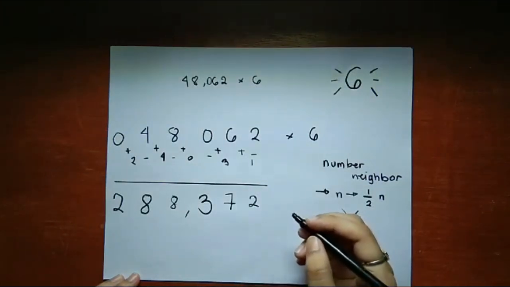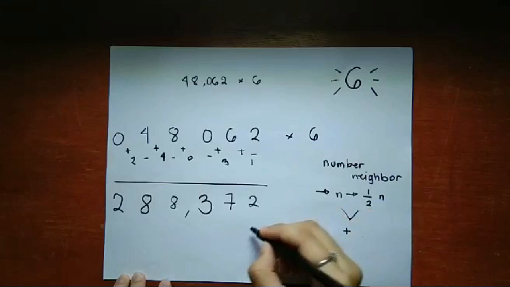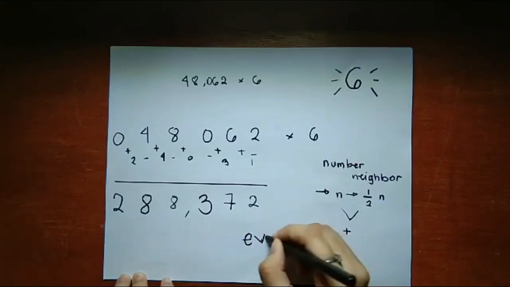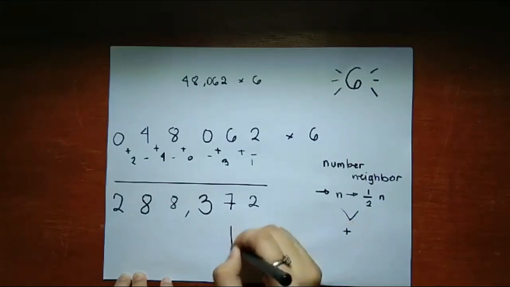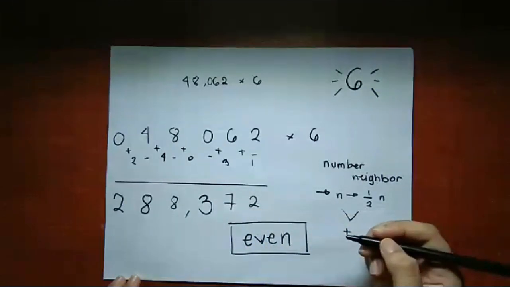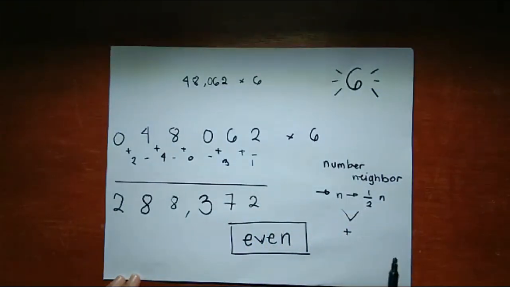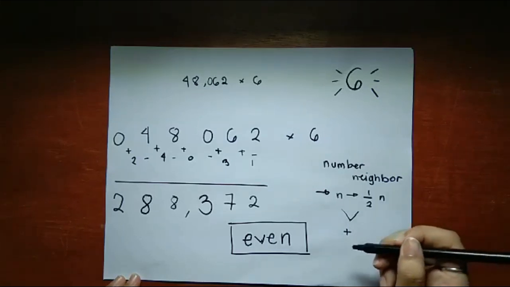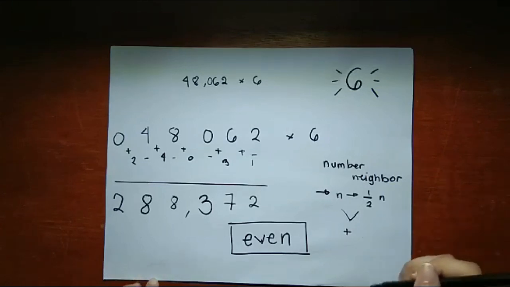Now, if you notice, all these numbers are even. This method will only work for multiplier 6 with even number multiplicands. If you try it with multiplier 5 or 7, it won't work. There's a different trick for that. Also, there's an additional trick if your multiplicand is with odd numbers. Check out the other videos in our channel to learn more about that.